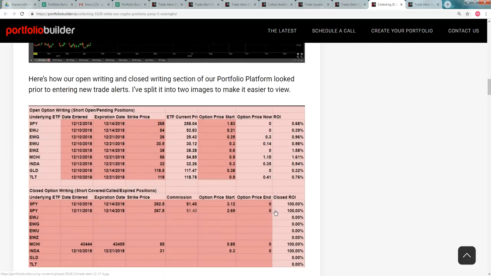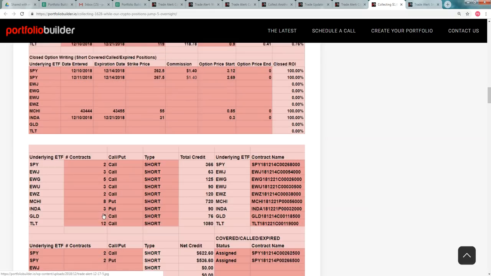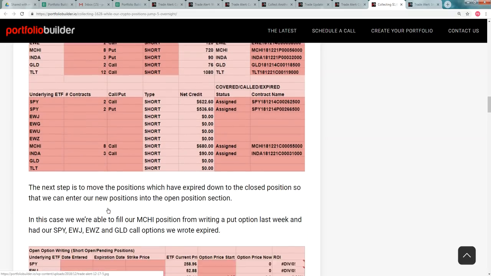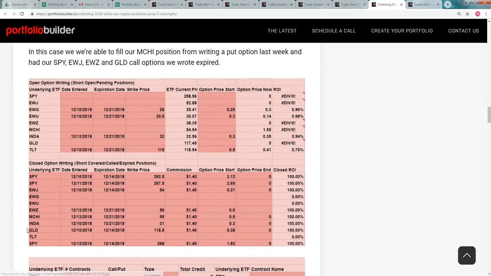The following Monday, we did it all again. And if we scroll down, we can see the new set of trades. In each update, I clearly explain how I'm moving the open positions that are now expired down to the closed position so that we can then enter into new positions. You can see it's been cleared out here. Push the trades down here so that I can fill in the new trade alerts.